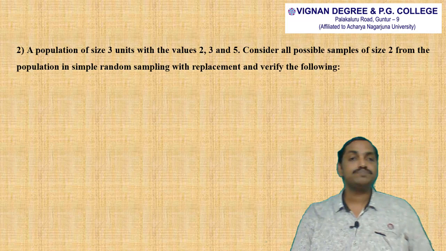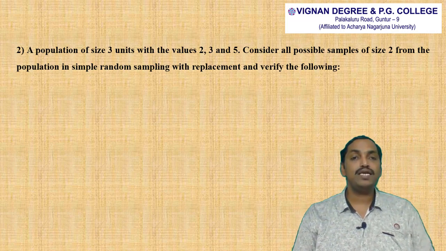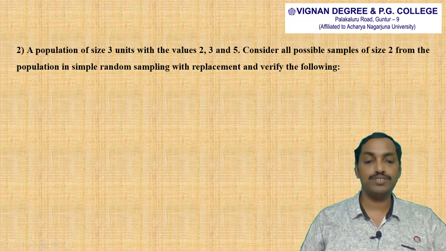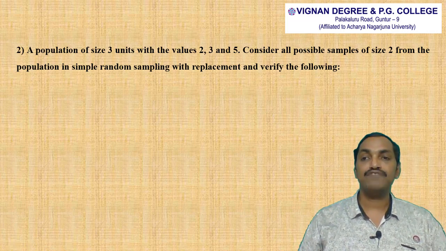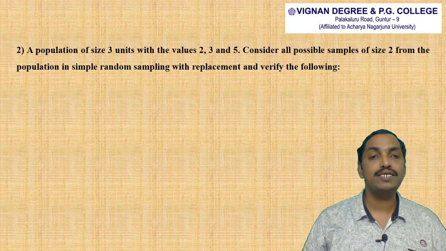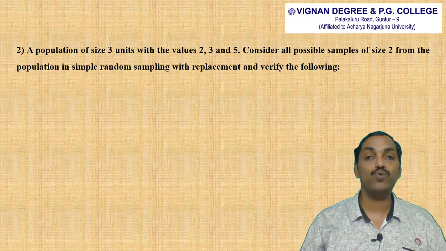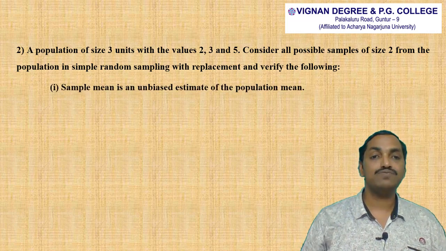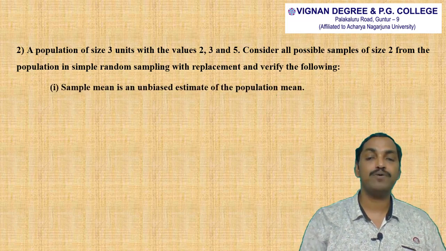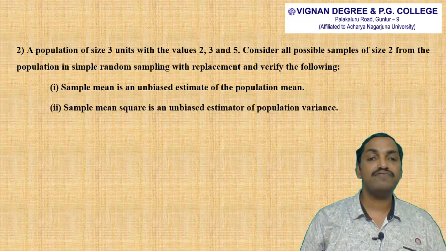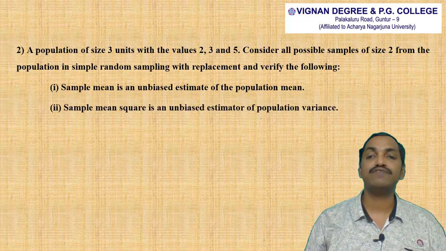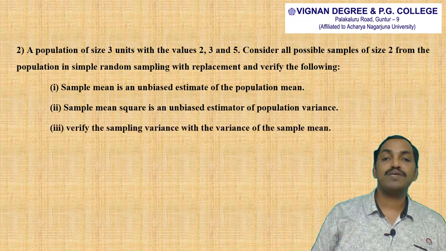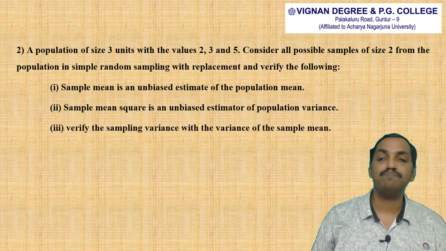The second problem is a population of size 3 units with the values 2, 3 and 5. Consider all the possible samples of size 2 from the population in simple random sampling with replacement and verify the following. First one is sample mean is an unbiased estimator of the population mean, and the second one is sample mean square is an unbiased estimator of the population variance, and third one is verify the sampling variance with the variance of the sample mean.